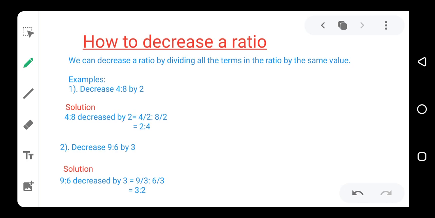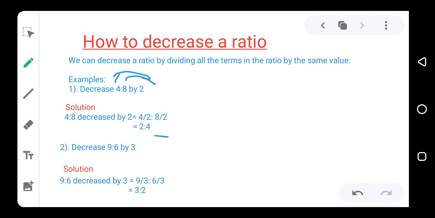Now, example here, we are given 8 is to 4 and asked to decrease it by 2. So what we are going to do is that we use this to divide 8 and we also use it to divide 4. So when we use the 2 to divide 8, we get 4. Then we put the ratio symbol. Then we use it to divide 4, and then we get 2. So we write it. That is here.